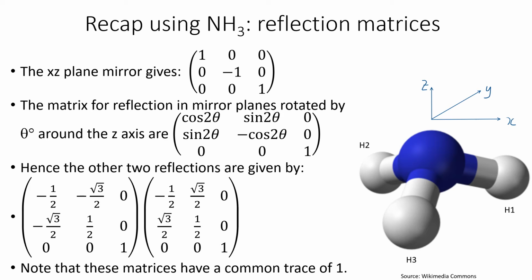And just the final point to make here is that all of these matrices have a common trace of 1. So you can see that even in the general matrix there, the cos 2 theta and the minus cos 2 theta will cancel out, and that leaves you with 1 for the trace. And these slightly more complicated examples towards the bottom, again, they all just cancel out to 1. And so this common trace of 1, I suppose, reflects the fact that one of the H atoms is staying still during this reflection process.